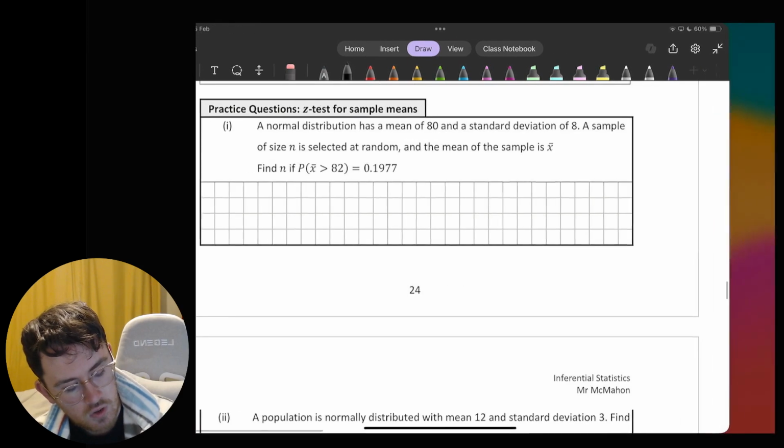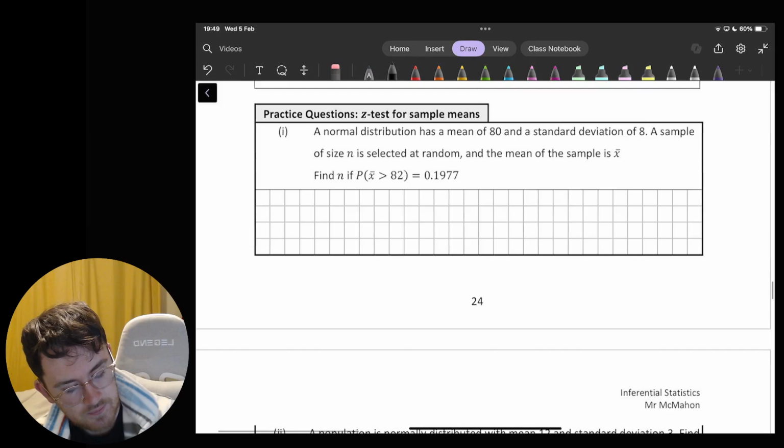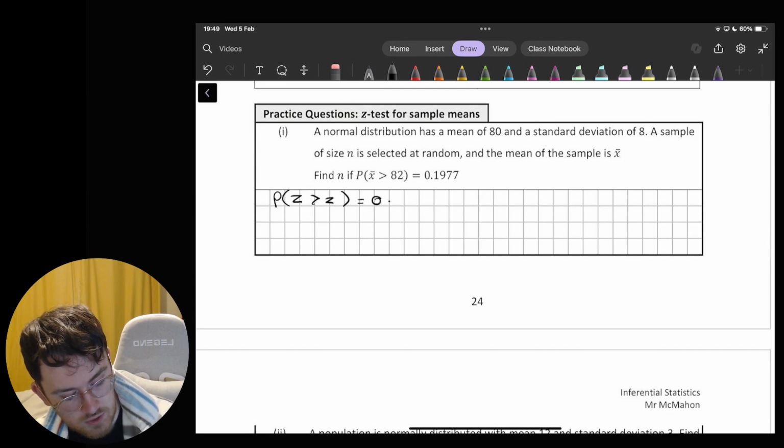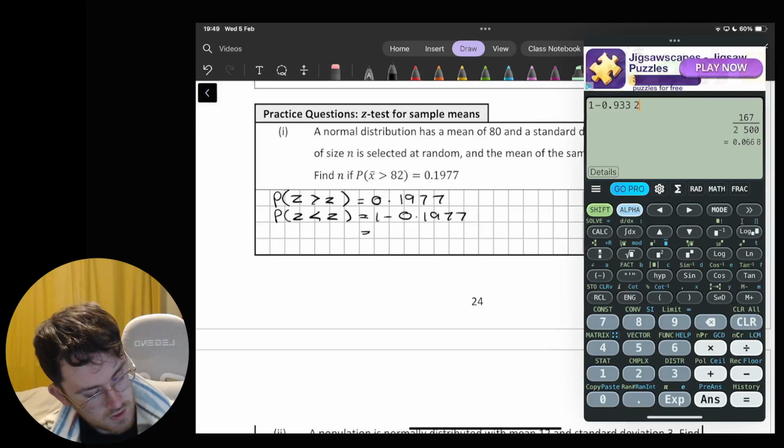So we're basically saying the probability that z is greater than some particular z-score value is 0.1977, which means the probability that it is less than this z-score value is 1 minus 0.1977, which is what?